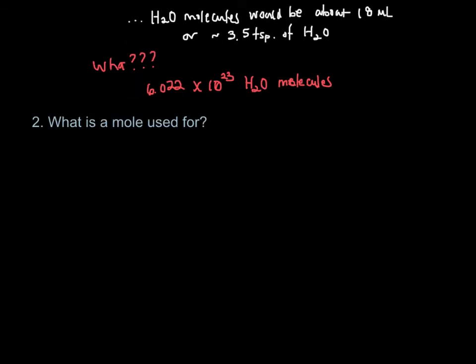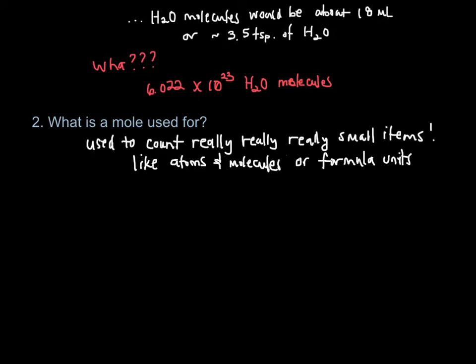So that brings us to, what on earth would you use a mole for? What kinds of things would you count by moles? Well, certainly you wouldn't count things like donuts or soda cans or popcorn kernels or pieces of paper by moles, because that number is such a huge number. So what would you count by moles? A mole is used to count really small things, really, really small things. Things like atoms, molecules, or formula units.